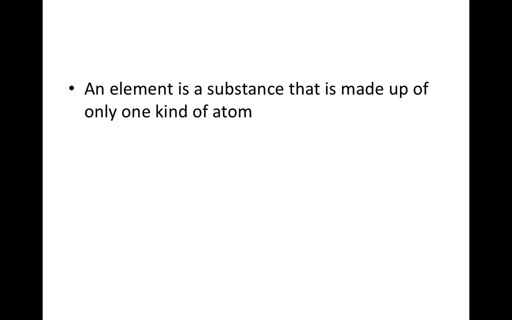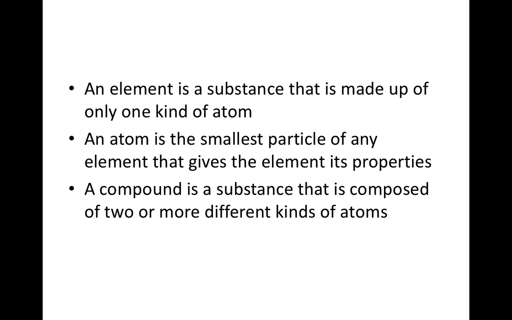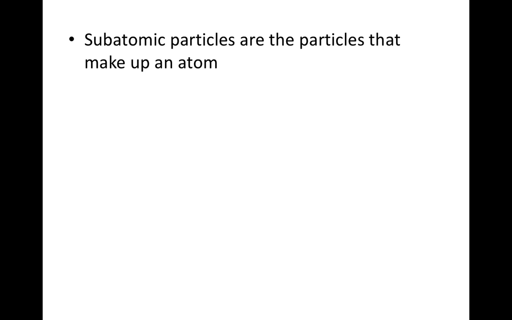An element is a substance that is made up of only one kind of atom. An atom is the smallest particle of any element that gives the element its properties. A compound is a substance that is composed of two or more different kinds of atoms. Subatomic particles are the particles that make up an atom.